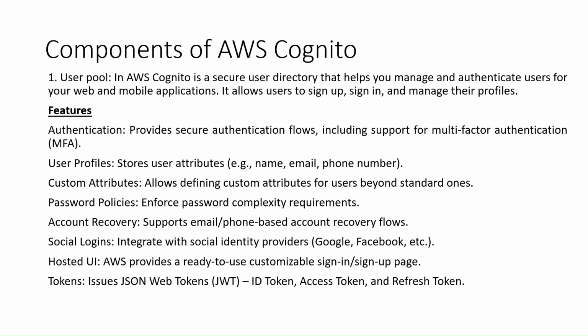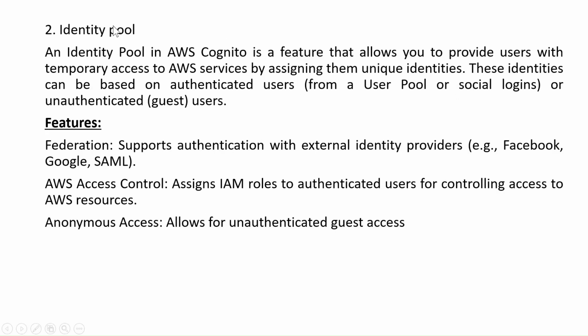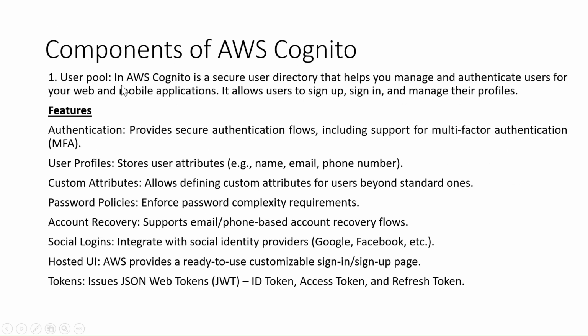Now let's talk about the components of AWS Cognito. AWS provides two types of components. The first one is the user pool, and the second one is the identity pool. The user pool in AWS Cognito is a secure user directory that helps you manage and authenticate users for your web application or mobile application. It allows users to sign up, sign in, and manage their profile. It's like a secure database for managing your application's users.